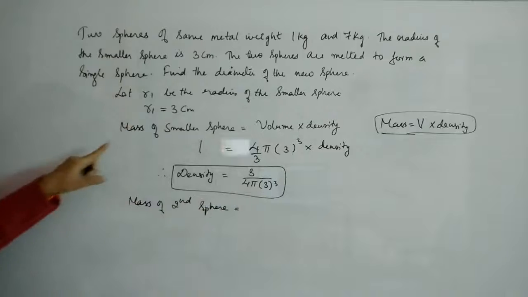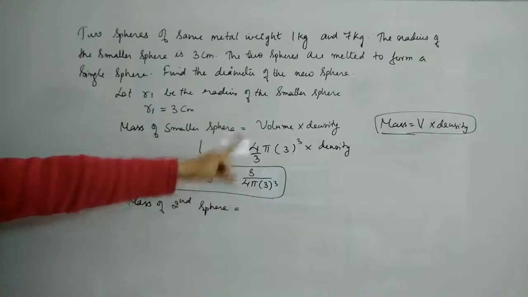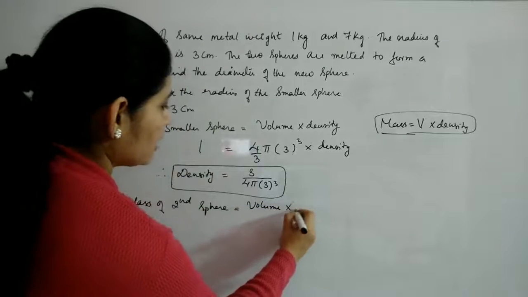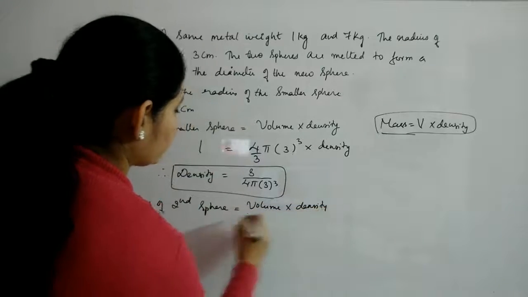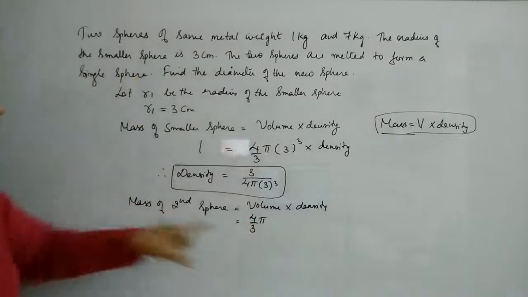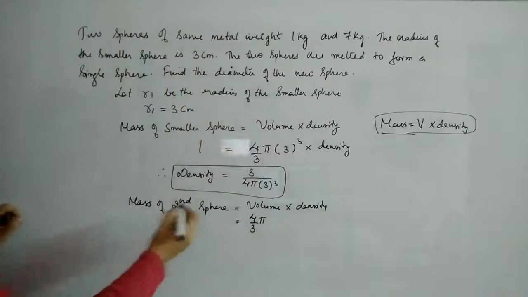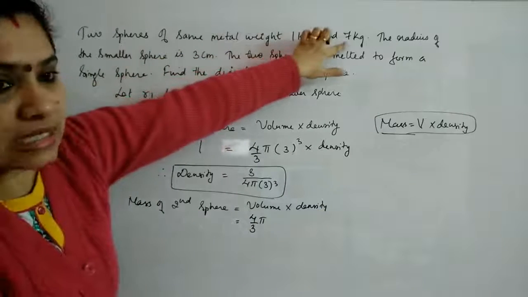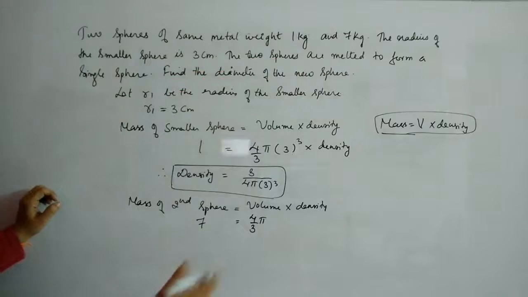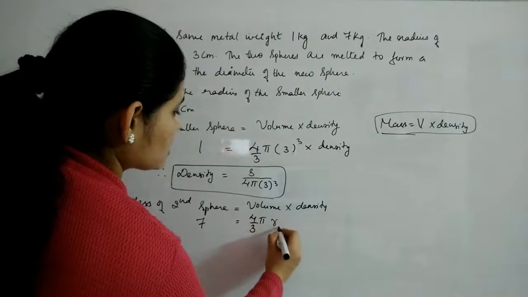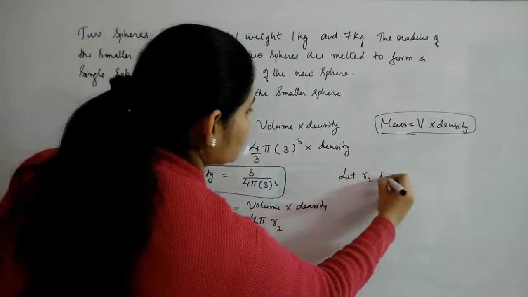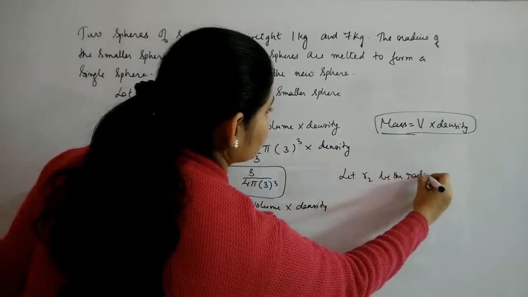What will be that? Again, mass is equal to volume into density, and this density can be used in that one because density will be same. Okay, volume of this sphere into the density. So you will get volume. This is 4 by 3 pi, we don't know this, right? Volume. And what is the mass? Mass is given to be 7 kg here for the second one. So we are just replacing here 7. And 4 by 3 pi. Let this be R2 cube. Let R2 be the radius of the second one.